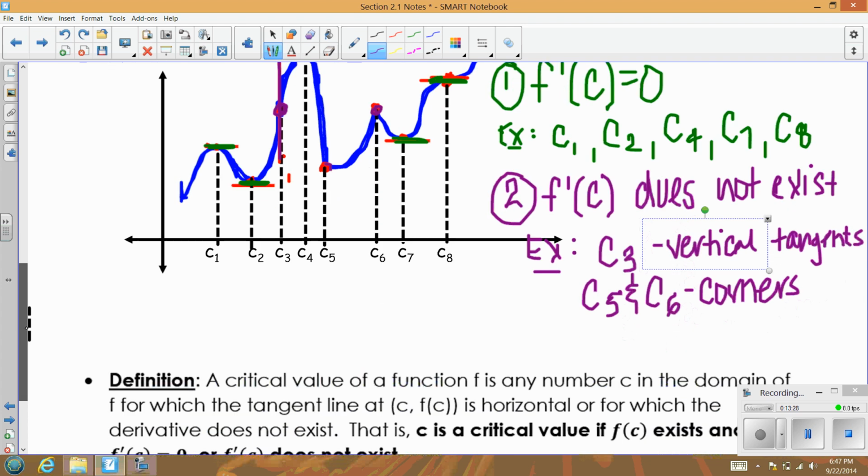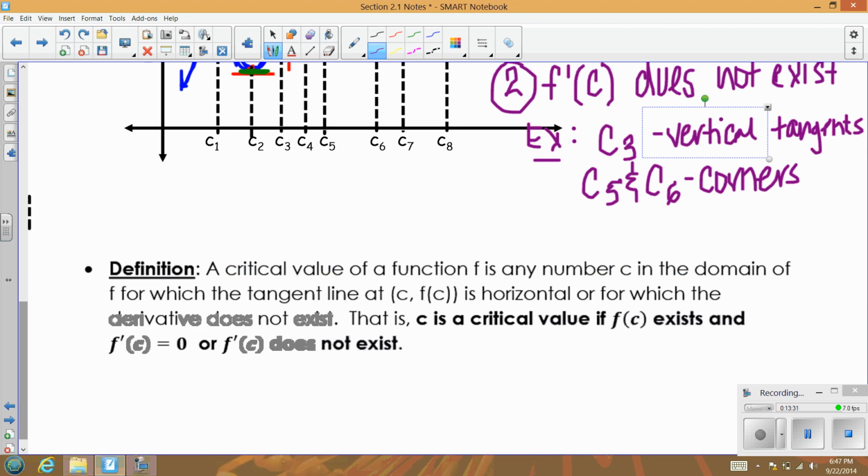So more formally, let me give you the definition of this. A critical value of a function is any number c in the domain of f for which the tangent line at the specific point is horizontal or for which the derivative does not exist. So if the tangent line is horizontal, that means that the derivative equals 0. If the derivative does not exist, then f prime of c does not exist. However, keeping in mind that when you take c and plug it into your regular function, it does have to exist. It just can't exist as a derivative.